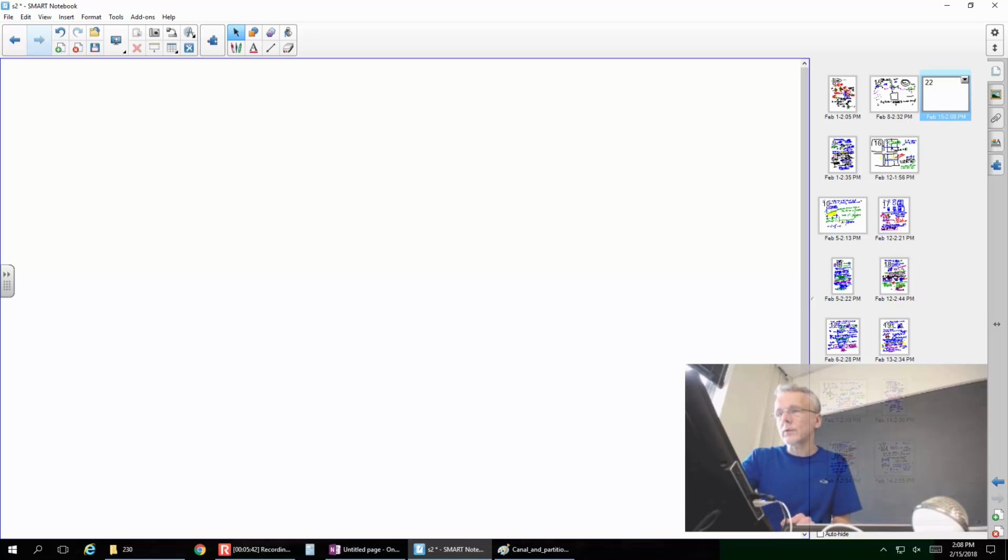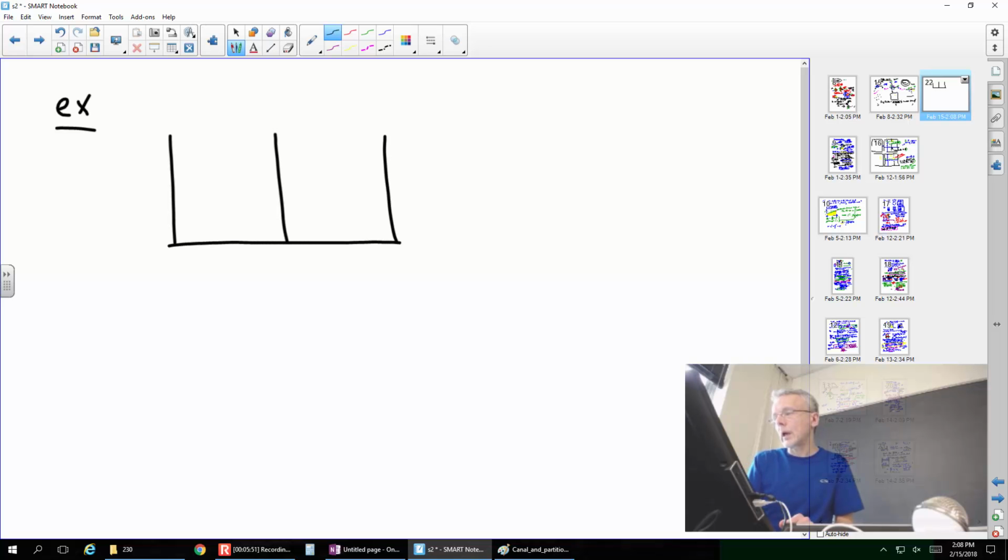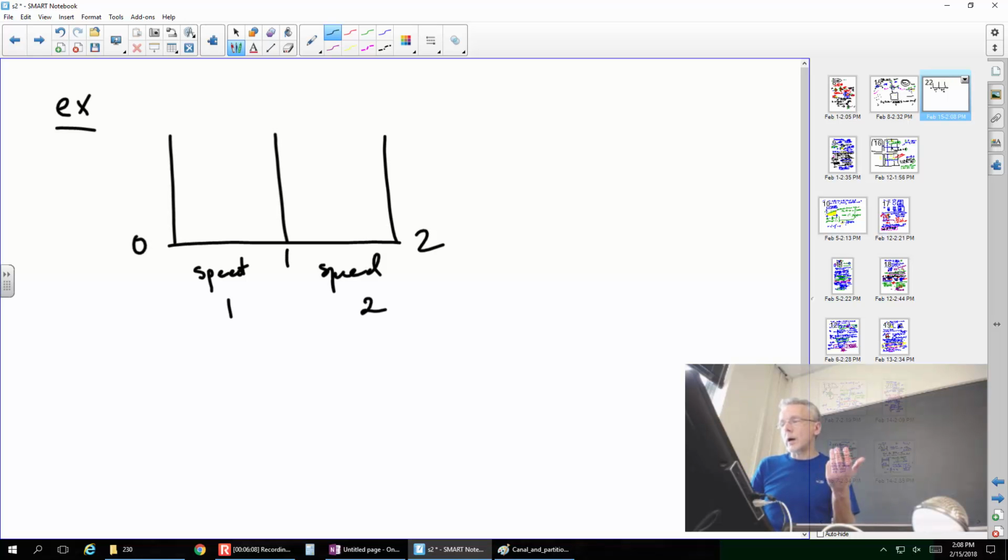We have two gates. What happened here? We have two gates like this, equal width, and suppose the speed, or rate of flow, here is say 1, and here the speed is 2. So the width goes from 0 to 2, and this is 1. This is the description of our situation.